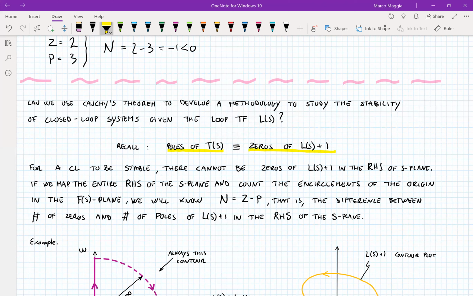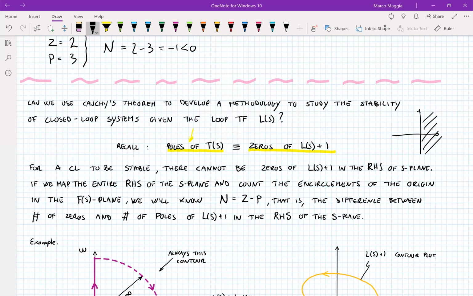So in order for the closed loop system to be stable, we don't want any poles in the right-hand side of the complex plane, right? Remember that. That's just a classic stability criterion. We don't want poles right here in the right-hand side of the plane, because that will cause the system to be unstable.